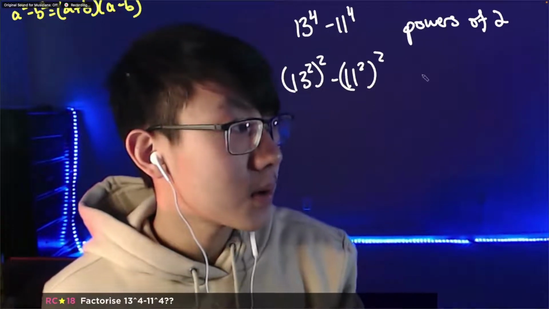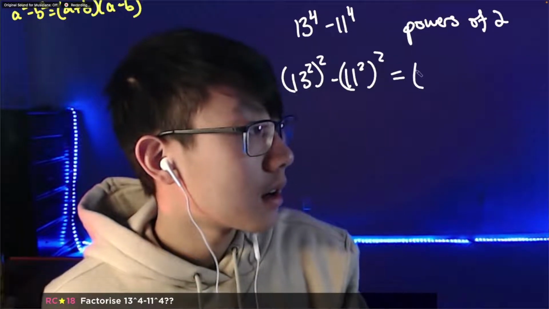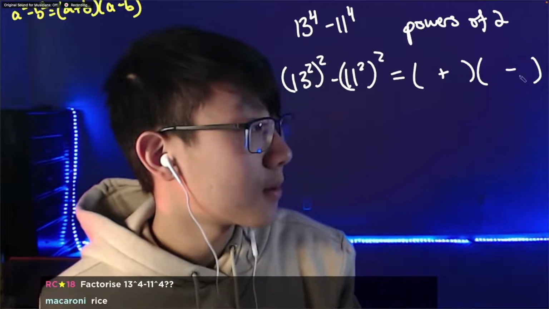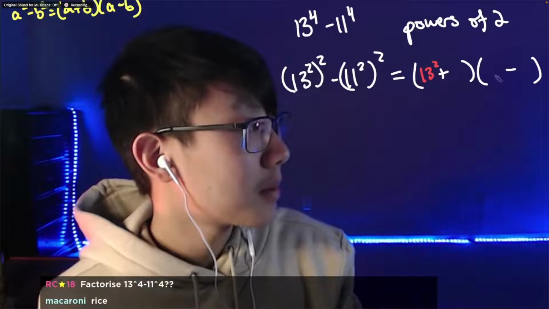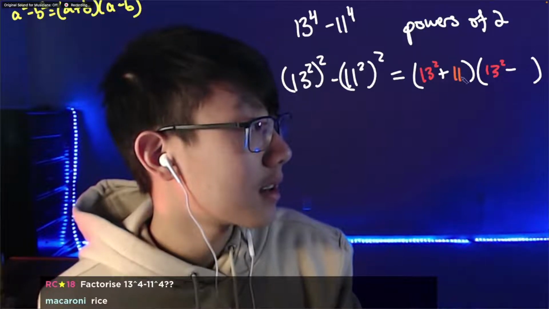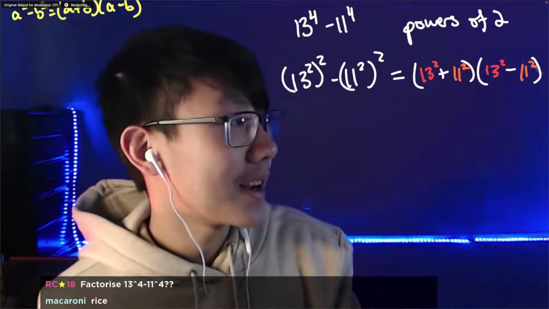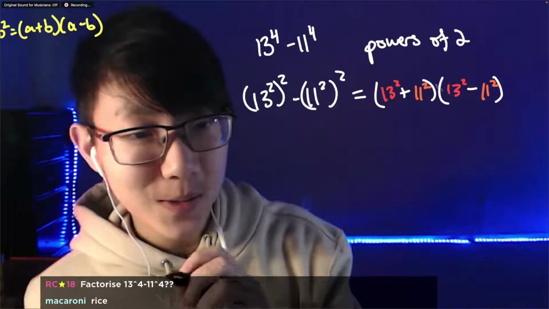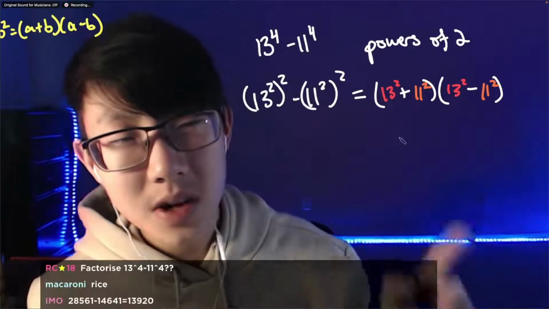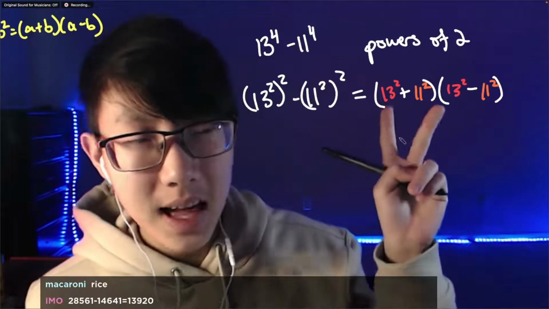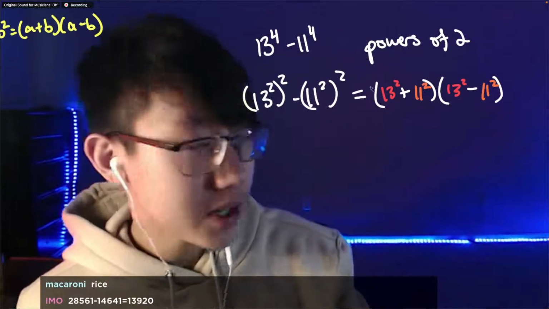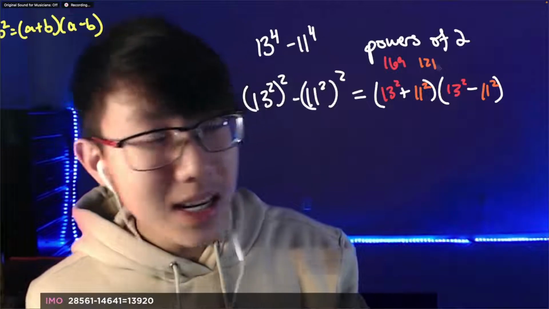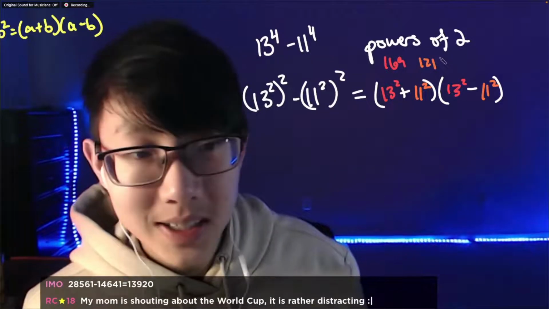So that means this is going to be equal to, I'm going to set up the parentheses like this, plus minus. So let's make it red and orange. How about that? This is going to be 13 squared plus 11 squared times 13 squared minus 11 squared, right? And so from here, what can we do? We factorized it to this point. And what's already nicer is that 13 squared and 11 squared are much more doable. We can deal with those. That's 169 and 121.